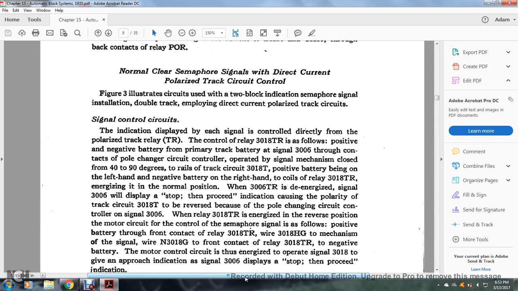Normal clear semaphore signal with the direct current polarized track circuit control. Figure 3 illustrates the use of the two-block indication semaphore signal installation, double track, employing the direct current polarized track circuit. Signal control circuit with the indication displayed in each of the signals with the control directly from the polarized track relay.